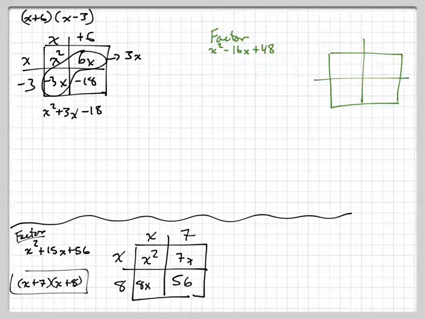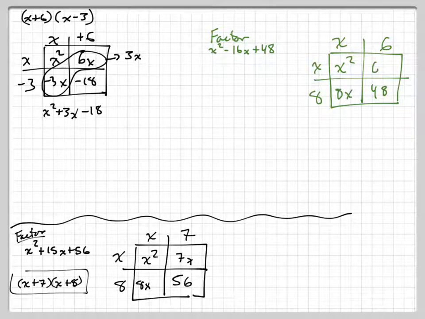Now, a lot of you set this up right. You put the x squared and the 48 right here. A lot of you said 6 and 8 right away. But what's the problem with that? If I multiply this out, I'm going to get 8x right here, and I'm going to get 6x right here. What do those add up to? Do they add up to negative 16?